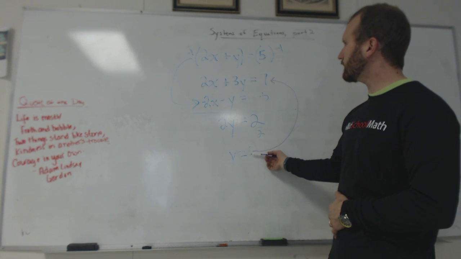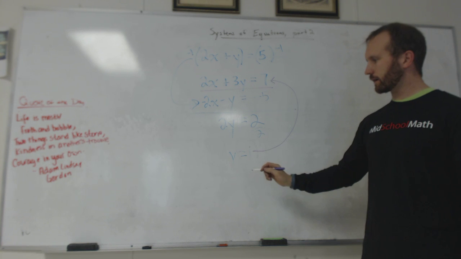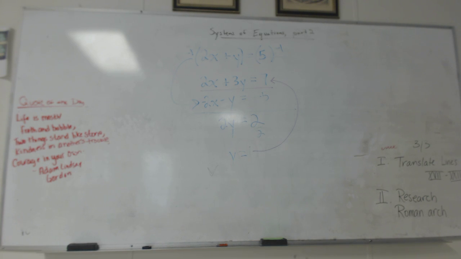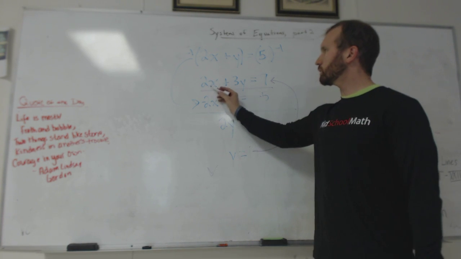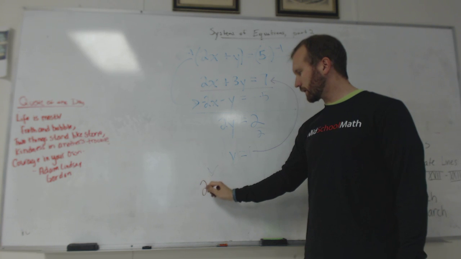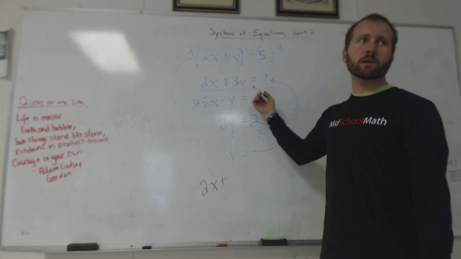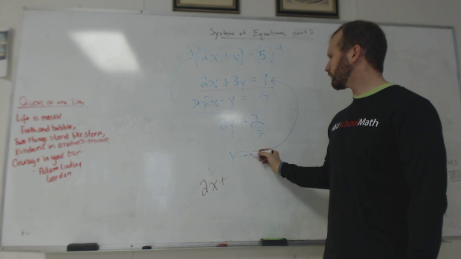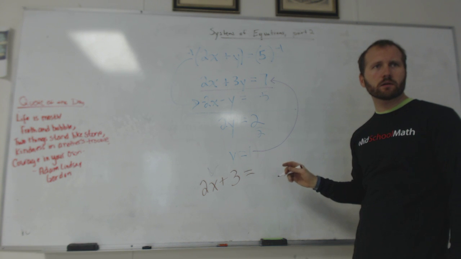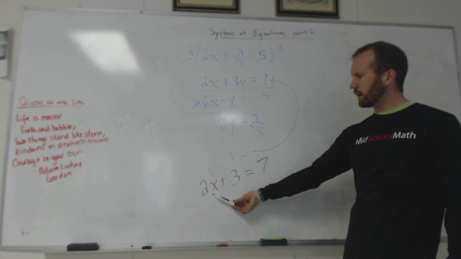So if y equals 1, what do I get when I plug y into this equation? I'll write it down here. 2x. Is that going to change when I plug y in? No. So I just have 2x plus 3y. Is that going to change? It's just going to be 3, right? Because 3y means 3 times y, and 3 times 1 is 3. Equals, is the 7 going to change at all? Nope. So I have 2x plus 3 equals 7.